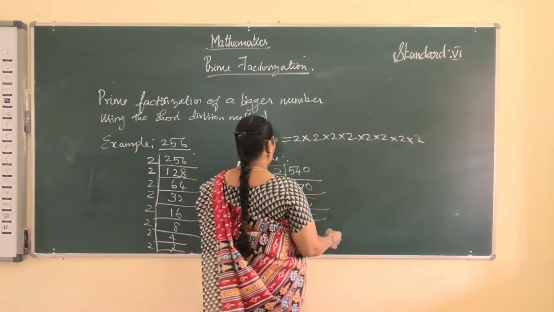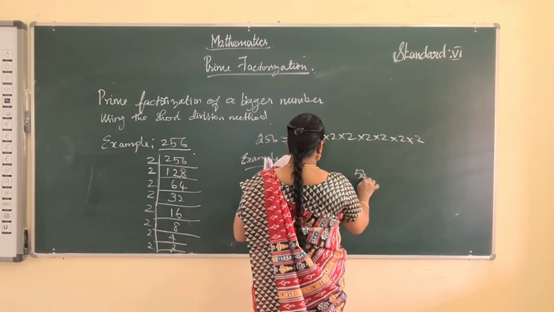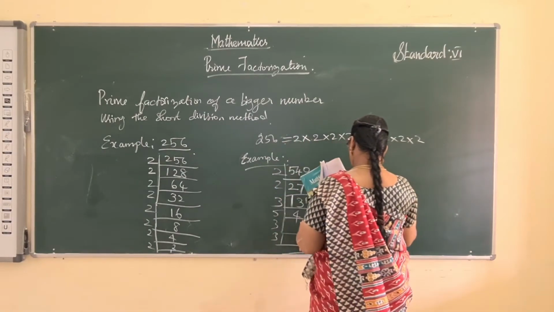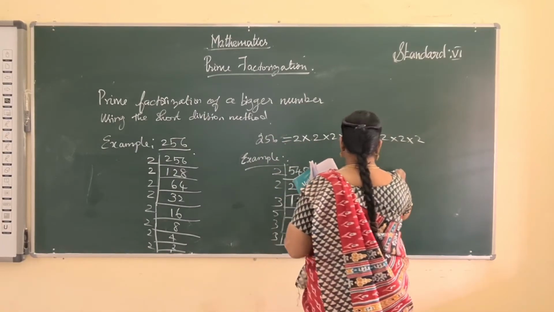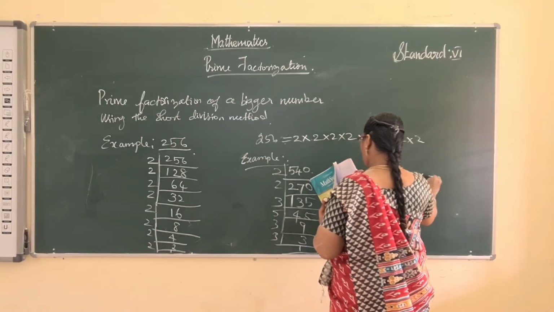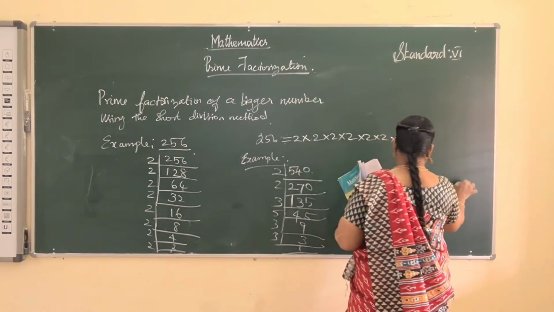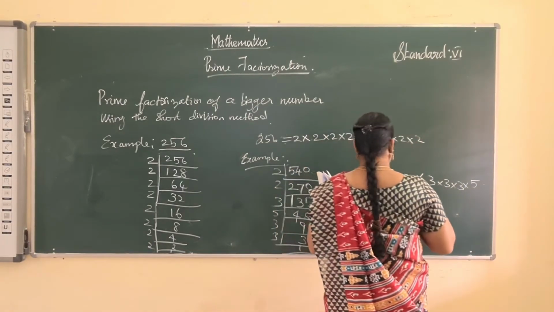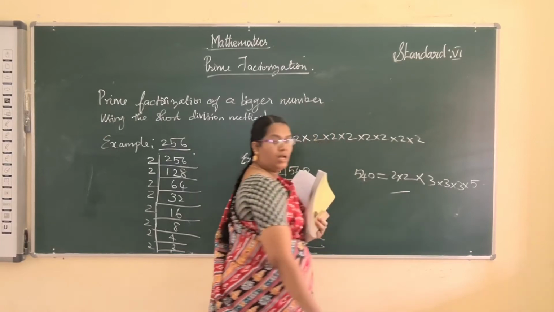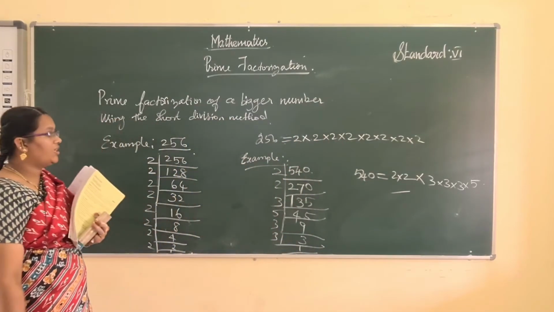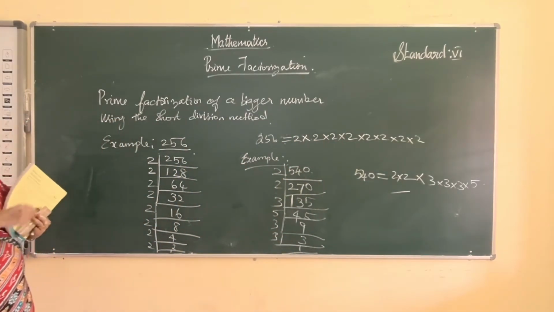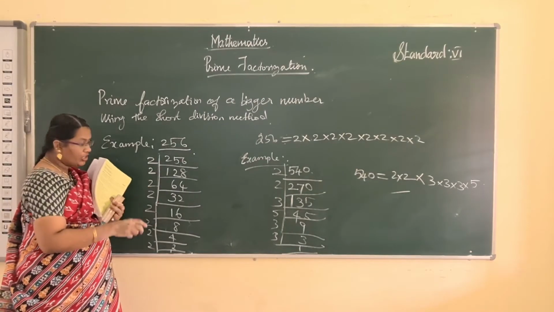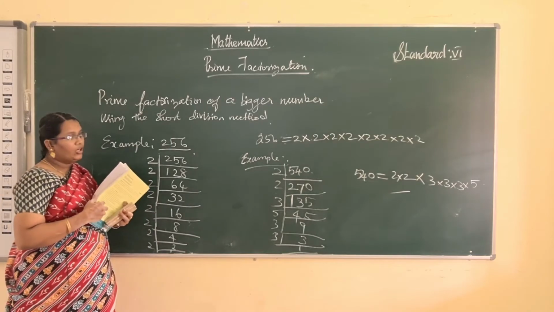Now write the prime factors of 540. 2 appears 2 times, 3 appears 3 times, and 5 appears one time. That is the prime factorization method. I hope you have understood the prime factorization of a bigger number using the short division method.